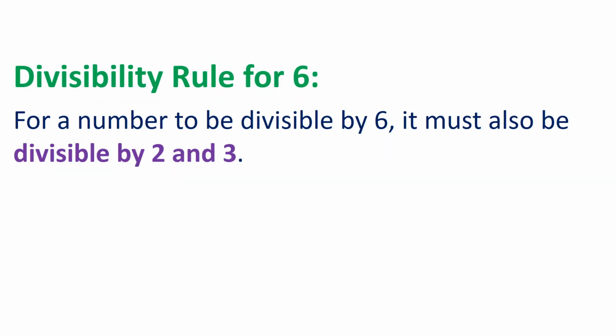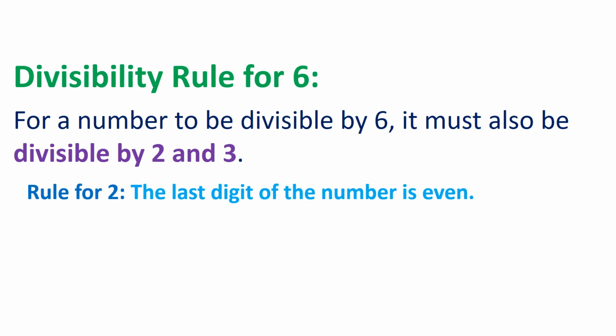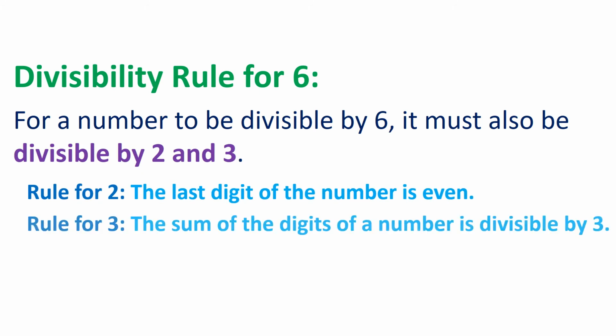Next is we want to know if those numbers are divisible by 6. So the divisibility rule for 6 is for a number to be divisible by 6, it must also be divisible by 2 and 3. And what are those rules for 2 and 3 again? The rule for 2 is the last digit of the number is even, and the rule for 3 is the sum of the digits of a number is divisible by 3. In other words, for a number to be divisible by 6, it must end with an even number, and the sum of the digits must be divisible by 3.